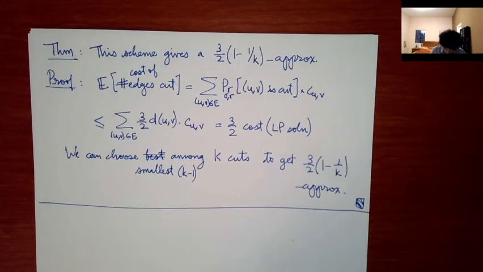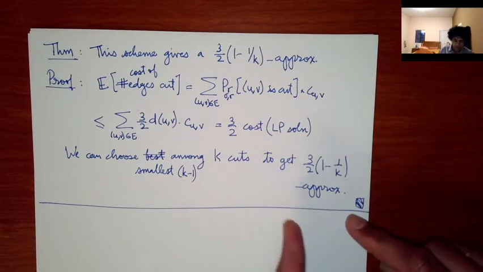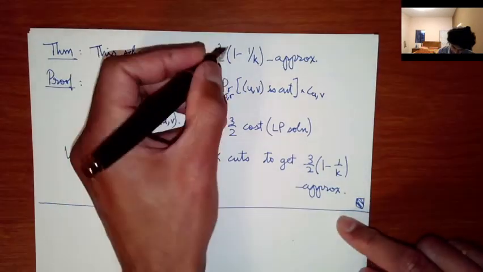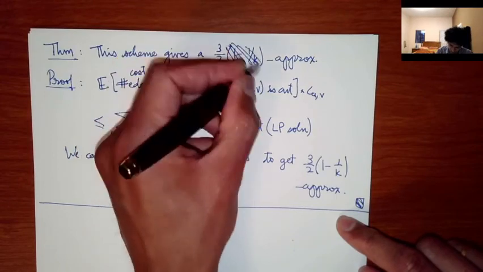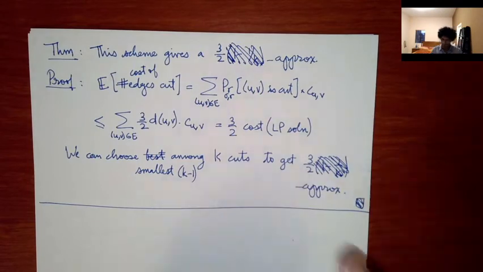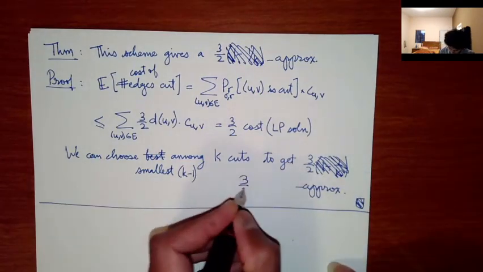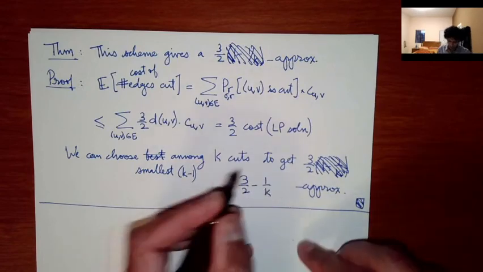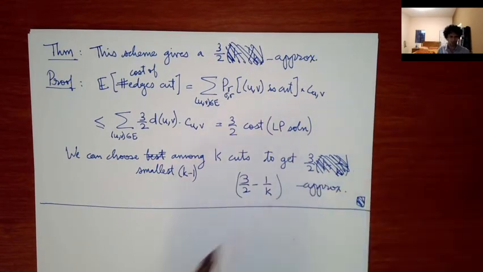This is actually, I need to be a little careful here. I've fudged something here. Let me just say it's a 3/2 approximation, because you can't get this. So it's just 3/2, and I think that from this you get something like 3/2 minus 1/k. But sorry, I need to go and check this, because if you did that, then you'd get a 1 approximation for k equals 3, which is not possible.